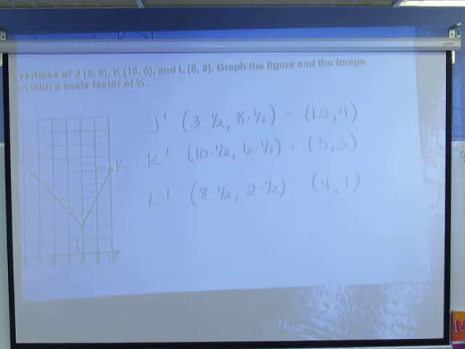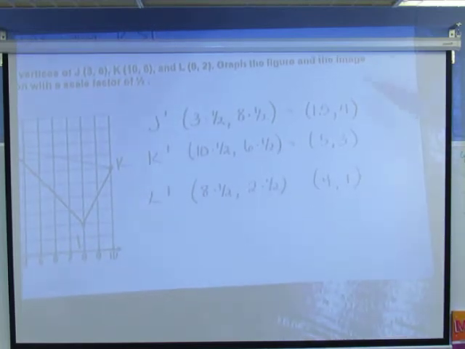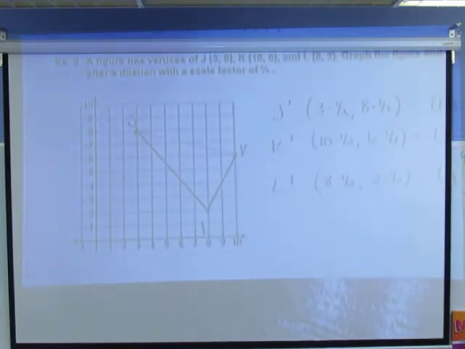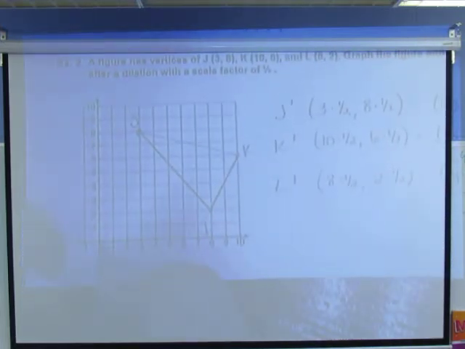How'd it go? Great. Anybody got any questions about getting them? Okay, now let's draw them, and then I want to show you one thing and how you can check to make sure that you're correct. Okay? So we're going to graph J prime, K prime, L prime. So for 1.5, you're just going to go over 1 and then a half, up 4, 5, 3, and 4, 1.